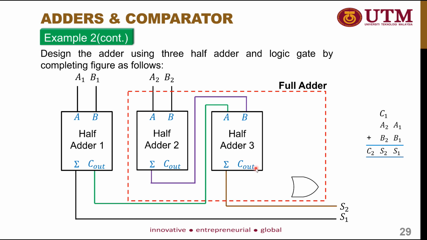So based on the connection for designing one full adder by using 2 half adders, you need to connect the output carry of half adder 2 and half adder 3 into the OR gate, so that you will get the expression for C2. So this is how you can design a 2-bit adder by using 3 different half adders. The idea is by using 1 half adder and 1 full adder.